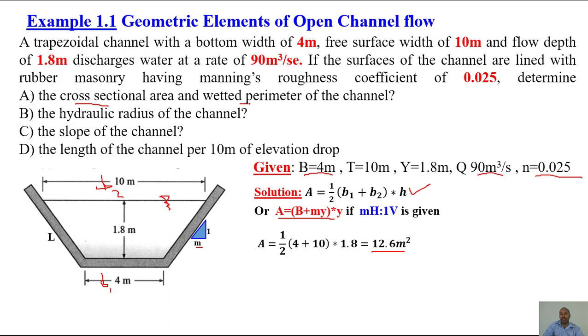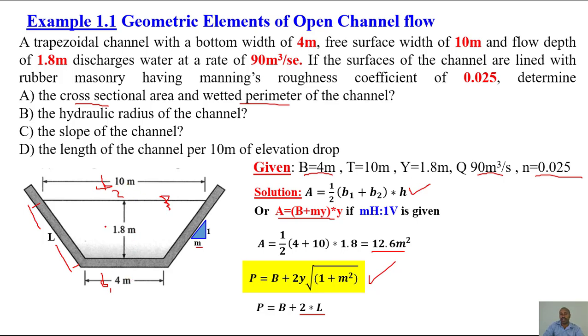So what is the wetted perimeter? Second problem. Wetted perimeter is B plus 2y square root of 1 plus m square. So this is one formula. Or B plus 2 times side lengths. So side length means from this up to this dimension, you can calculate this dimension. Since you have bottom dimension 4 meter and surface width or top dimension 10 meter, you can subtract 10 minus 4, you have 6. So if you have 6, then you have 3 meter on both sides of the triangular shape.